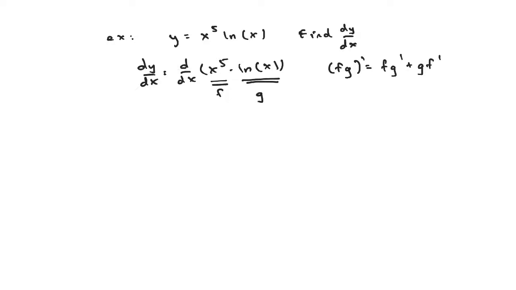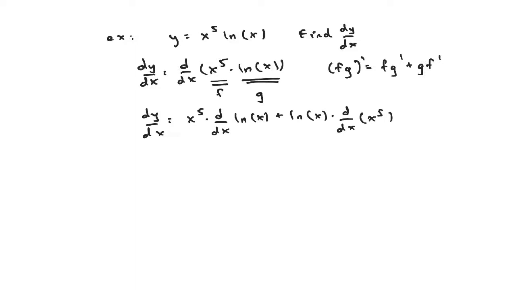All right, so if I work this out using the product rule, this says that dy/dx is equal to the first function, x to the 5th, times d/dx of the natural log of x, plus the natural log of x times d/dx of x to the 5th. All right, so then if we use our rule for logarithms, this is x to the 5th times 1 over x. All right, and then over here, this is going to be plus the natural log of x times 5x to the 4th. All right, so we can simplify this.